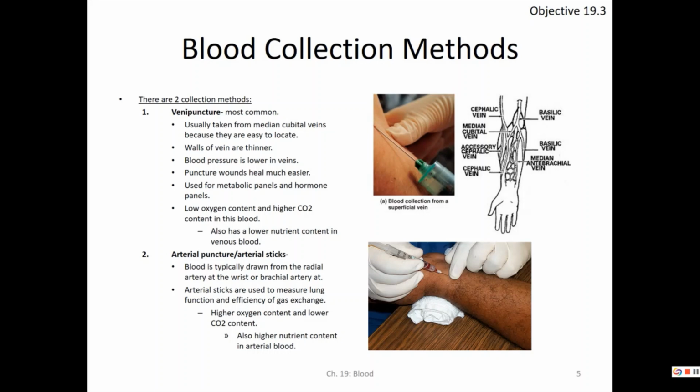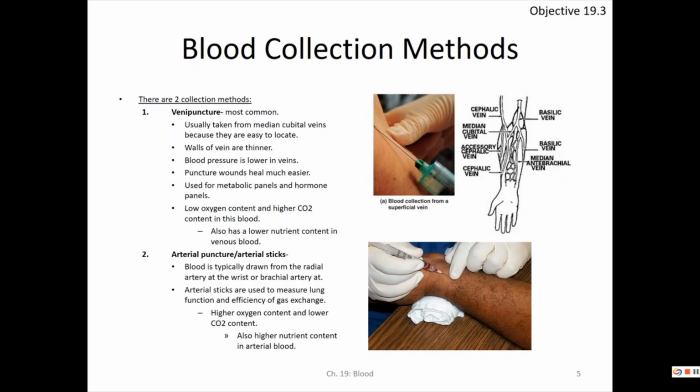Okay, so you have your basilic vein, which is the more medial, and then your cephalic vein more lateral, and bridging between those is the median cubital. That's the primary place we're going to take it from. They're easy to locate. It's superficial, for example. Veins usually have a thinner wall, we're going to see. They're much lower pressured. They usually heal easier because of lower pressure.